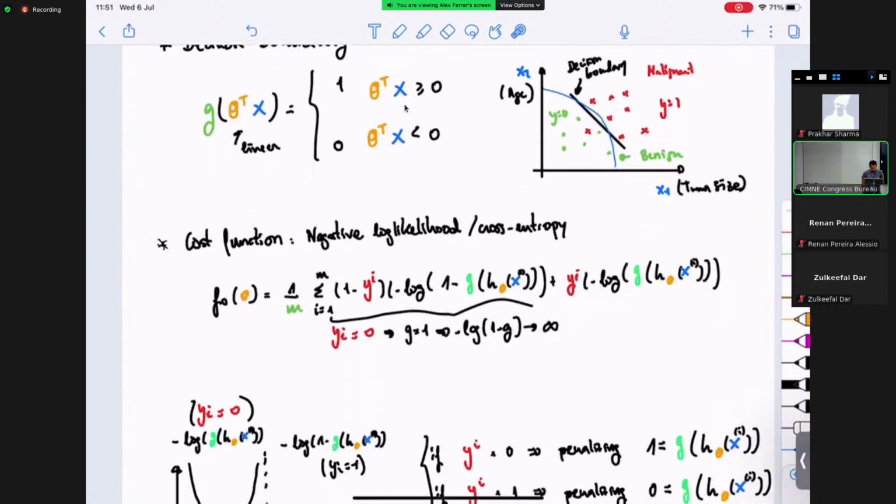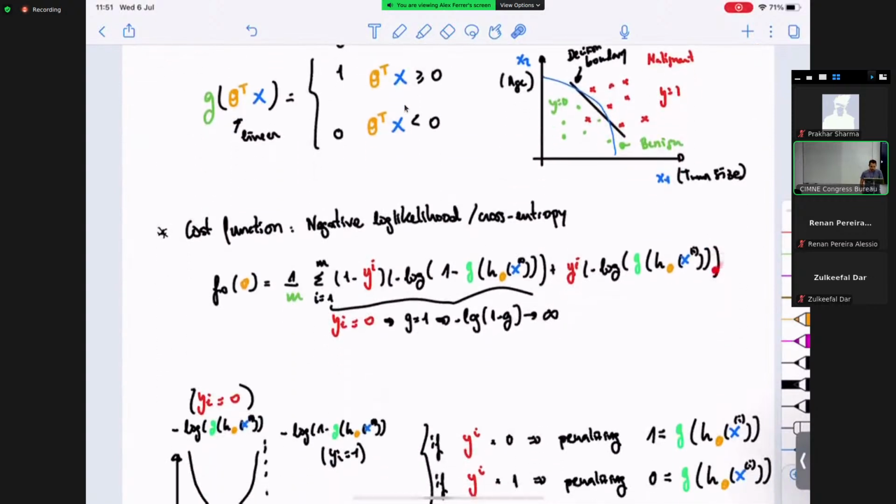And finally, a very important part of the talk was about the negative log likelihood or cross entropy. Tomorrow morning we will see and understand why it's called negative log likelihood, and we will try to see a statistical view of this problem. Okay.